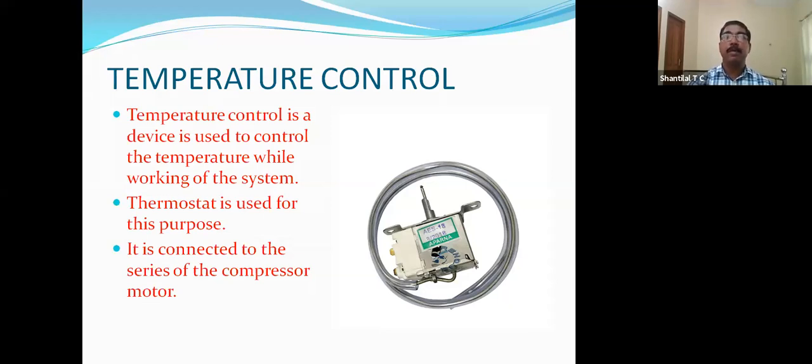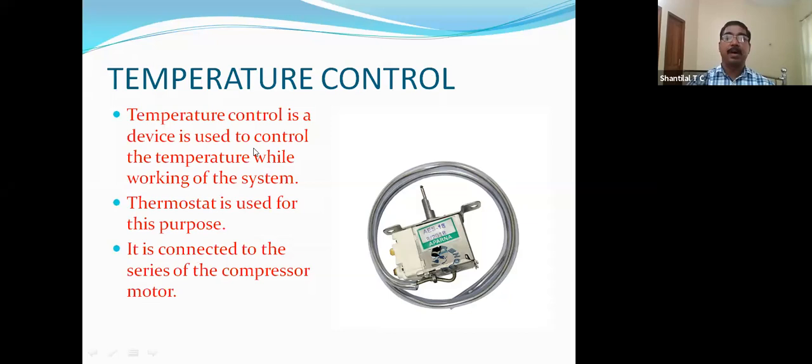When the particular temperature is reached, there is no need for further working. If it keeps working, the energy load or system load will increase, which is of no use. So when the particular temperature is reached, we can switch off the system with the help of a thermostat device. So temperature control is a device used to control the temperature while the system is working.